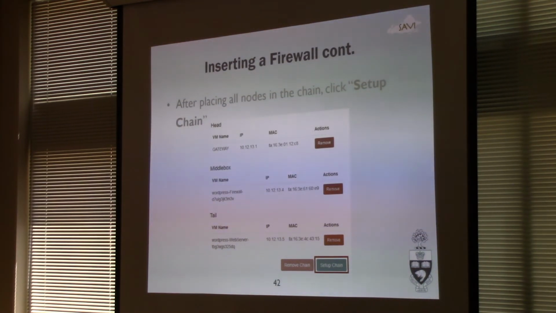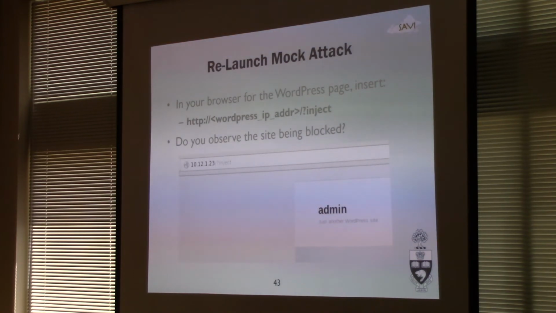Once you've done that, if you haven't already, just click Setup Chain in the bottom right. And then you'll see some spinning circles that'll last like 20 seconds or so. And if everything's okay, if you try and refresh the page, actually Chrome may cache it. Just do a Shift F5. If you try and do that inject again, it should not load the page.